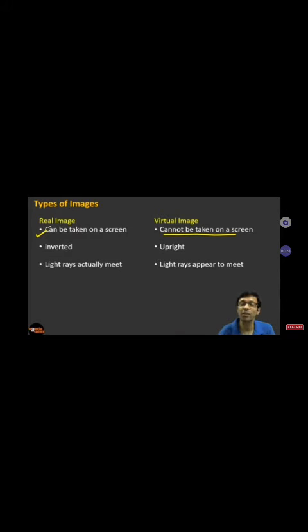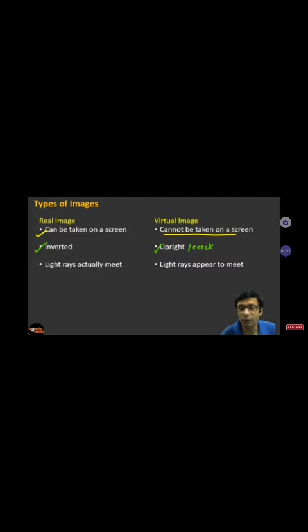But a real image can be taken on a screen. An example of a real image is when you go to watch a movie, the movie that you see on the screen is a real image because it can be captured on a screen. One very important point is a real image is always inverted, okay? But a virtual image is always upright, or we say it is upright or erect. It means the same thing. So a real image is inverted, but a virtual image is always upright or erect.